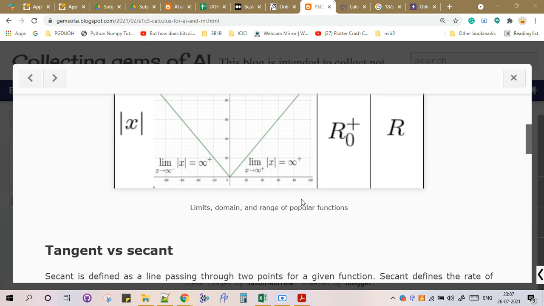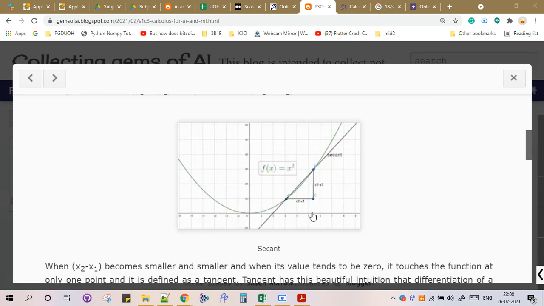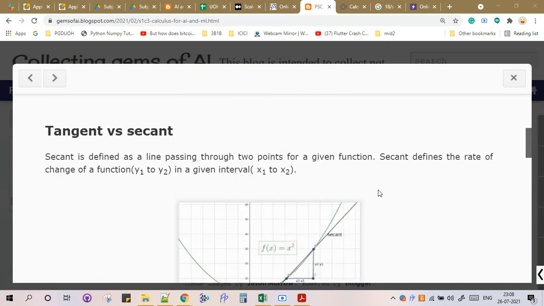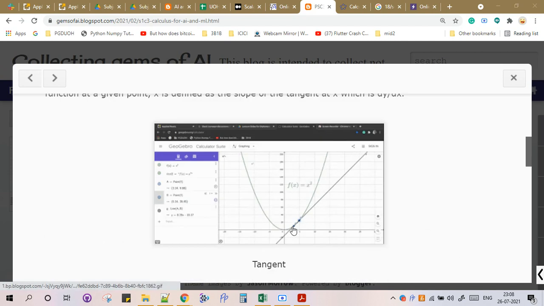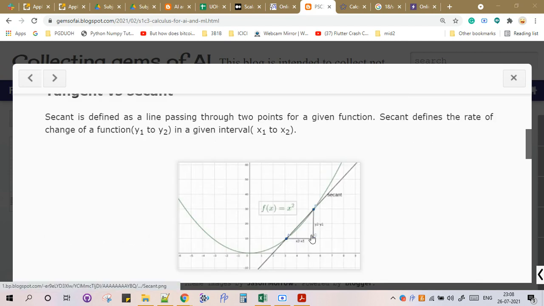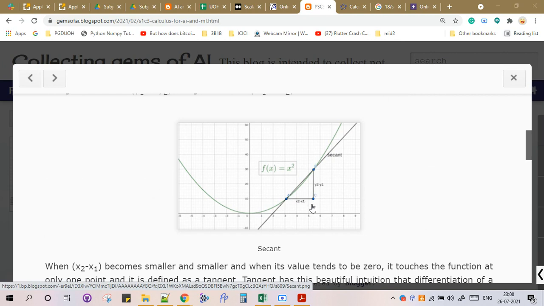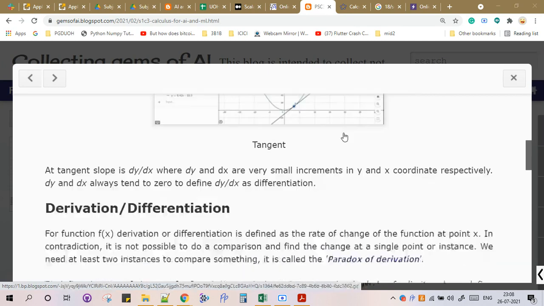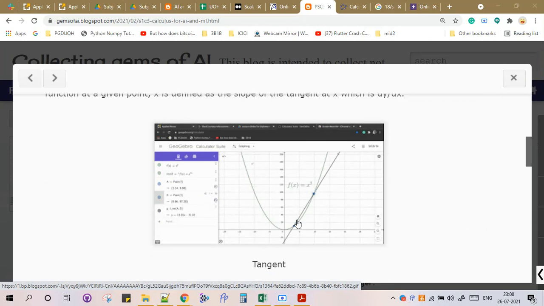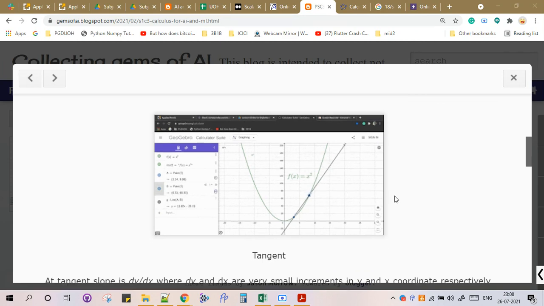Okay, so one concept about tangent and secant. A tangent is a line which touches at exactly one point, and a secant is a line which intersects a function at multiple points. If you decrease the distance x2 minus x1, then this distance is reduced and the line touches at just one point. Then it is called a tangent.